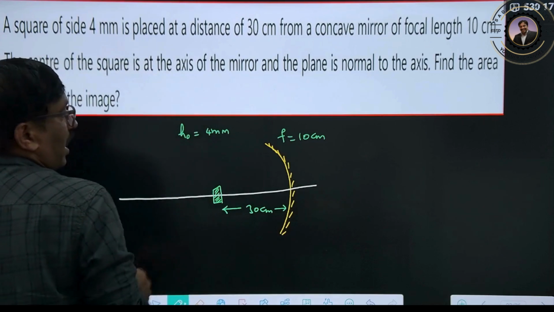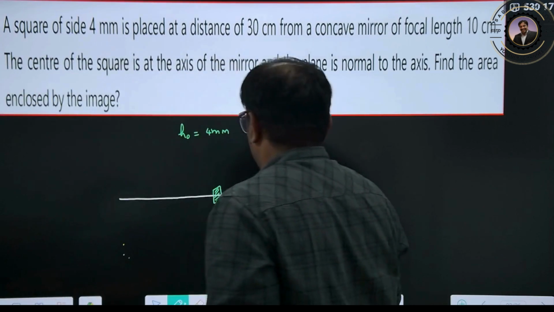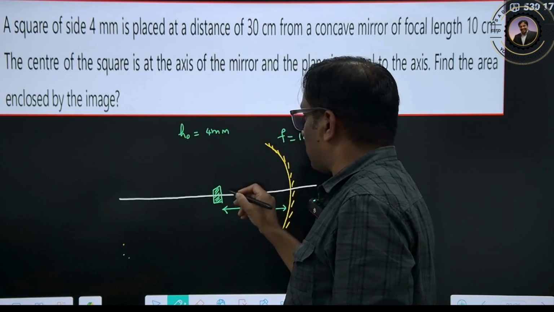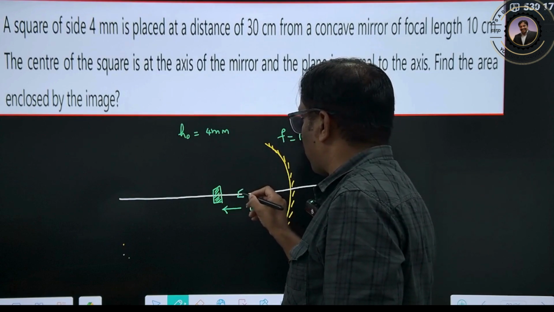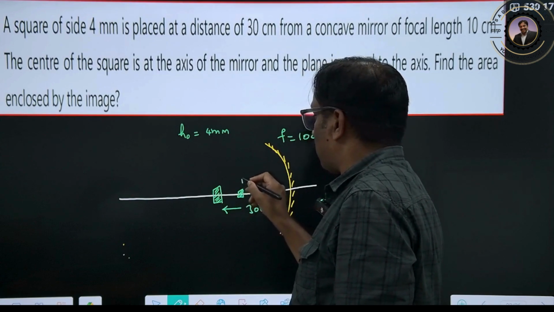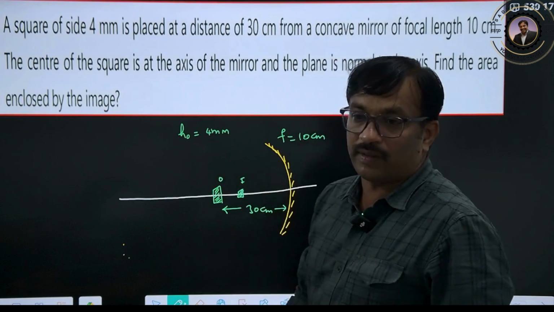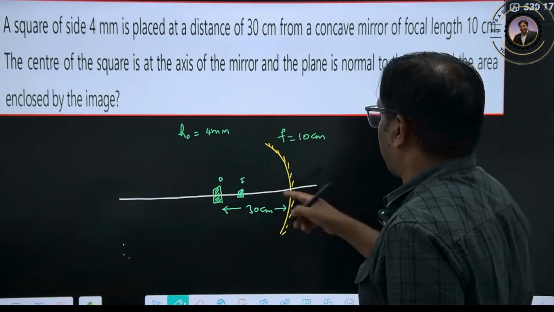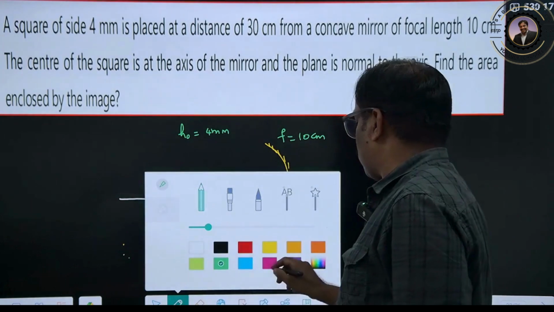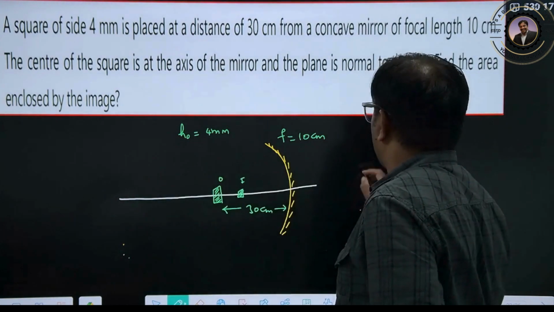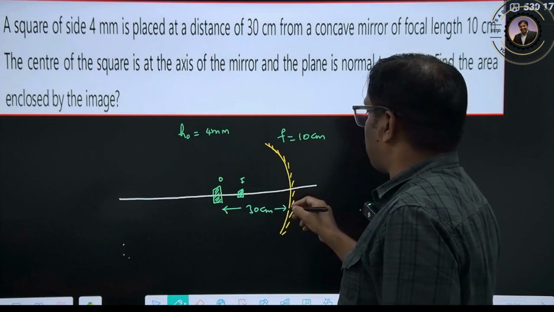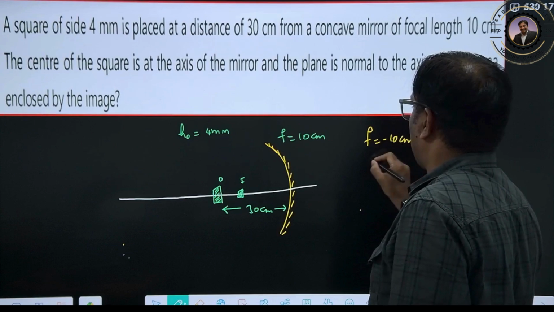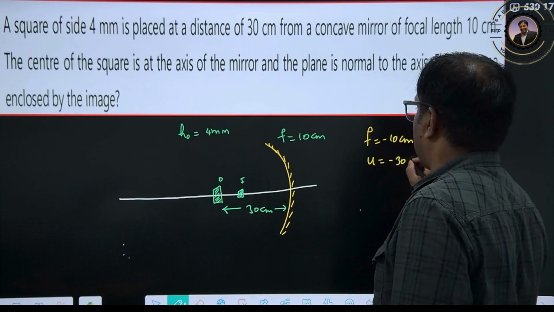So first let us calculate. Somewhere here beyond C it is there. Therefore, somewhere here the image will be created. This will be the image, this will be the object. You have to calculate the area of the image. Clear? So first of all, let us calculate the height. Focal length is equal to minus 10 centimeter. Object distance is equal to minus 30 centimeter.